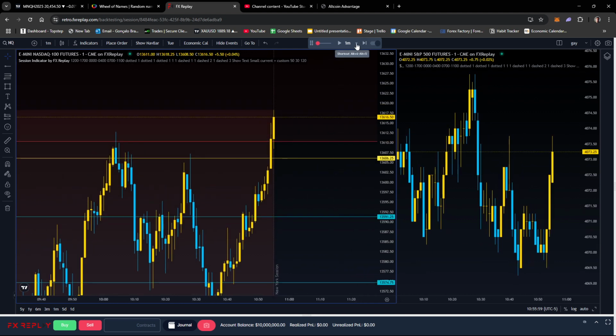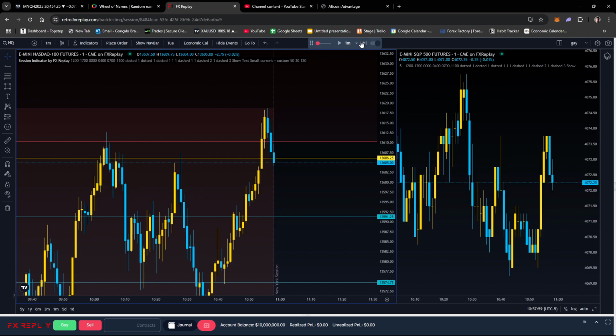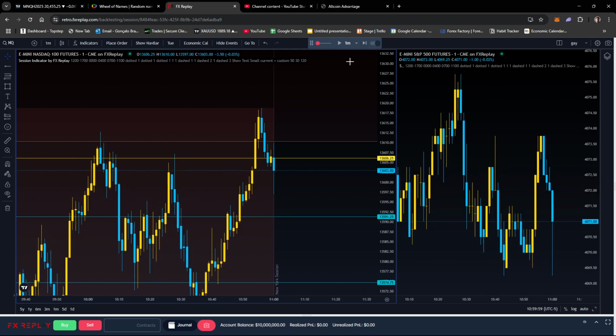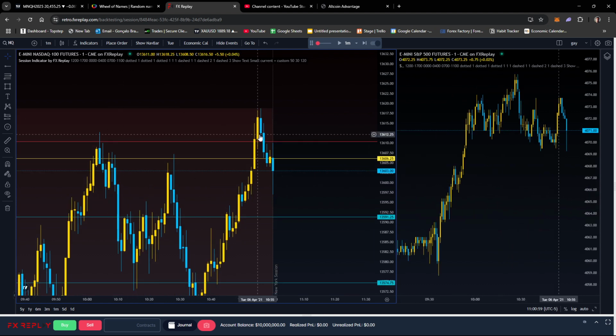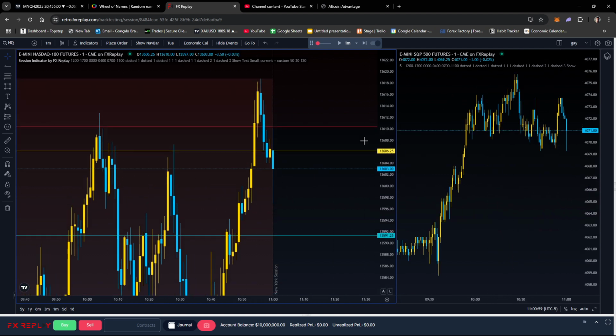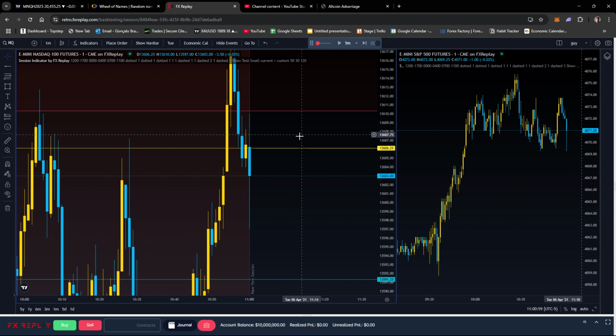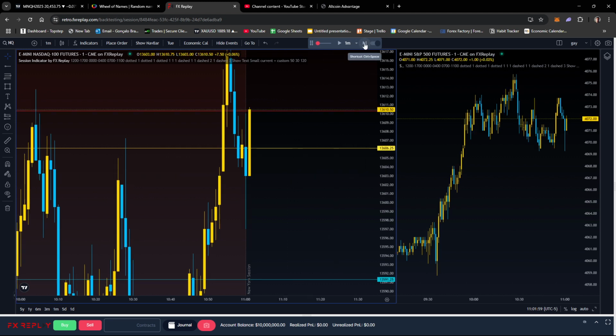Okay. Interesting. 11 a.m. has really pushed price lower. We do have bearish SMT, so I'm very, very interested in selling.